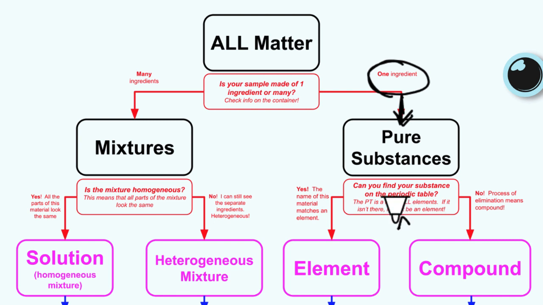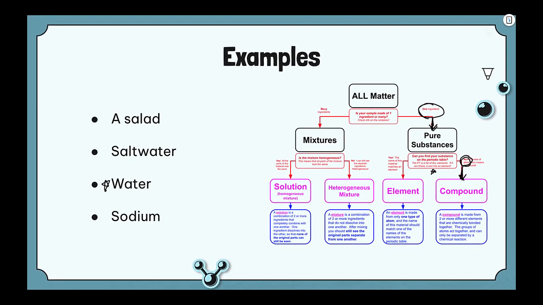Now, we have to ask ourselves a different question. Does this substance appear on the periodic table? Well, the only thing that does appear on the periodic table are elements, and water is nowhere to be found on the periodic table. If you decide it's not on the periodic table, the only choice we have then is that water must be some type of compound.